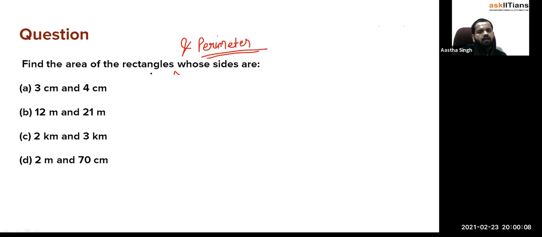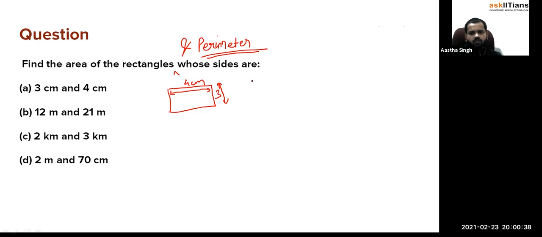Both sides are given. So the first question is a rectangle. Sides are 4 centimeter length and 3 centimeter width. Length will be longer, right? Generally. So 4 centimeter and 3 centimeter dimensions are given. You need to calculate the area and perimeter.